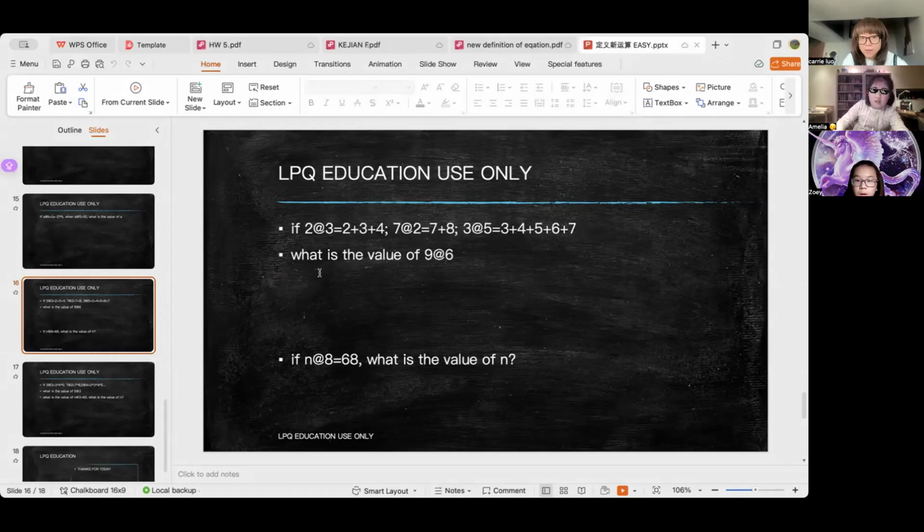Okay, so if 2 at 3 equals 2 plus 3 plus 4, and 7 at 2 equals 7 plus 8, and 3 at 5 equals 3 plus 4 plus 5 plus 6 plus 7, what is the value of 9 at 6? If n at 8 equals 68, what is the value of n?